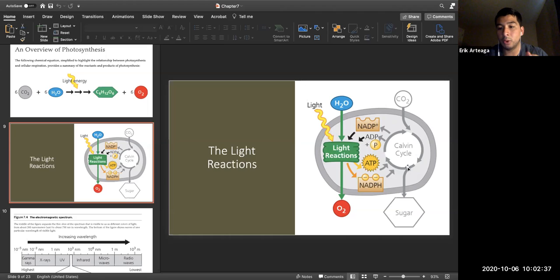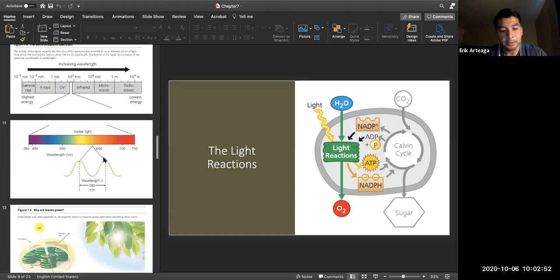You need that for carbon fixation, right? CO2 from the atmosphere gets brought in so you can make glucose, okay? You need 6 CO2 molecules to make glucose. Also, ATP can be harvested from the light reactions, okay?